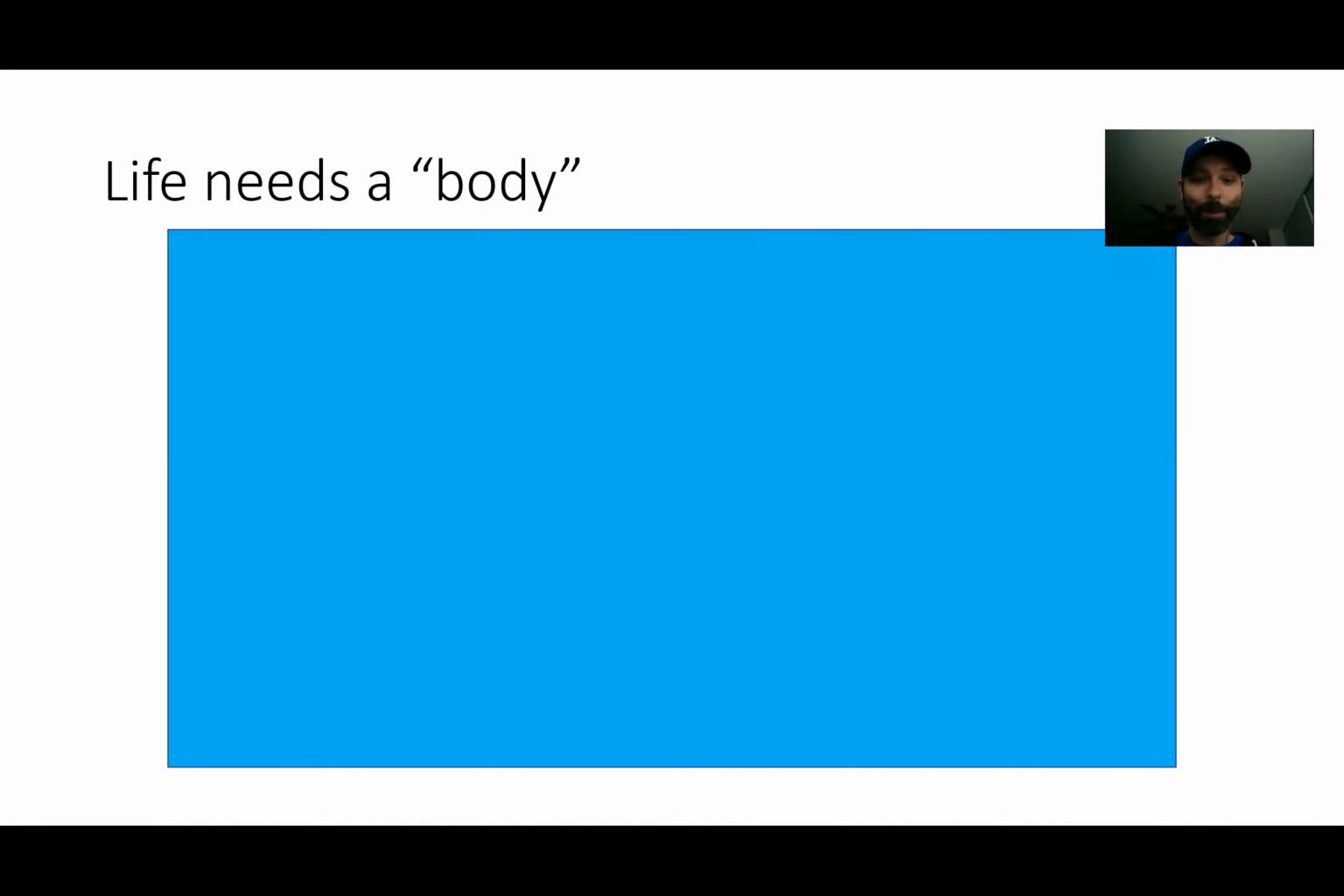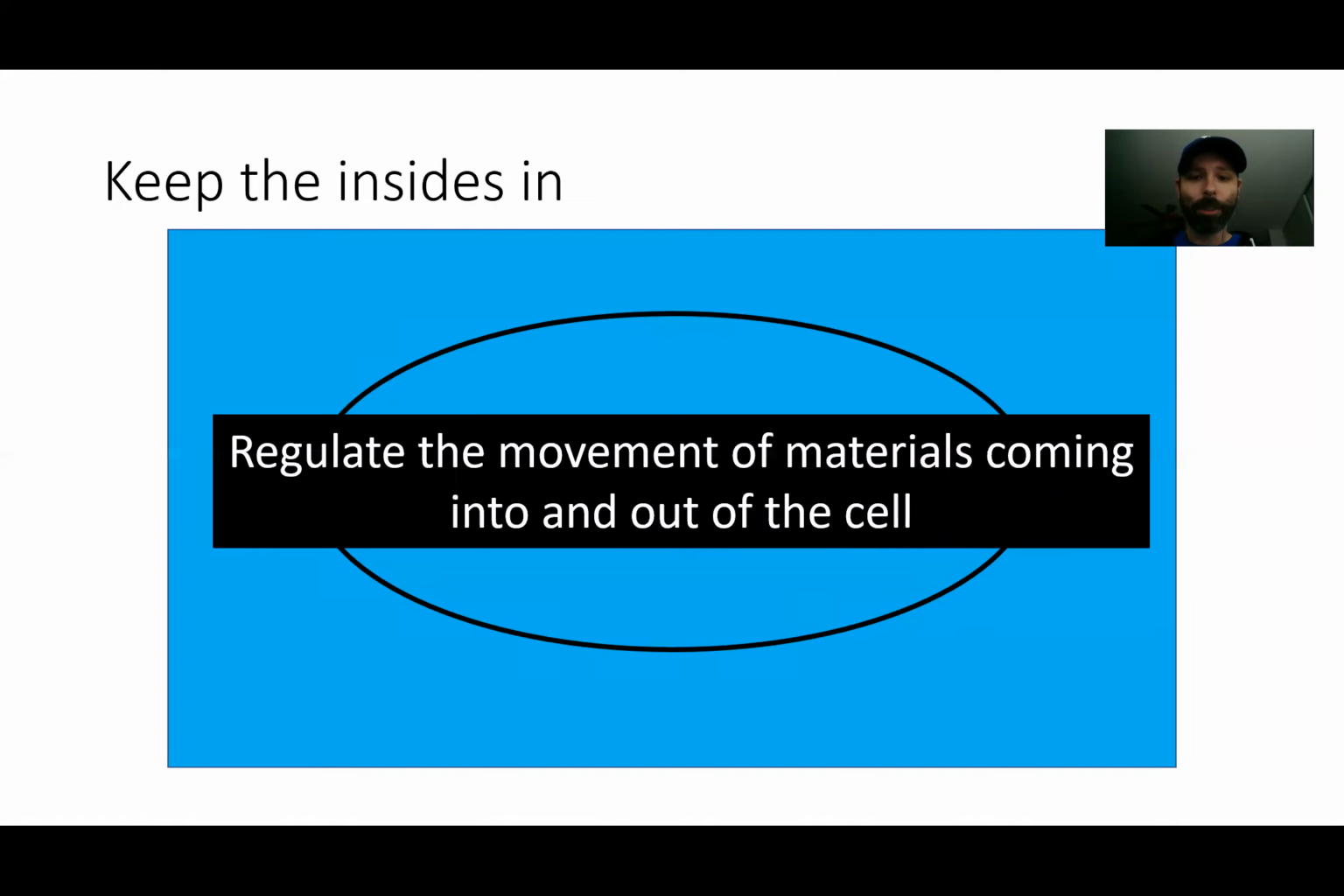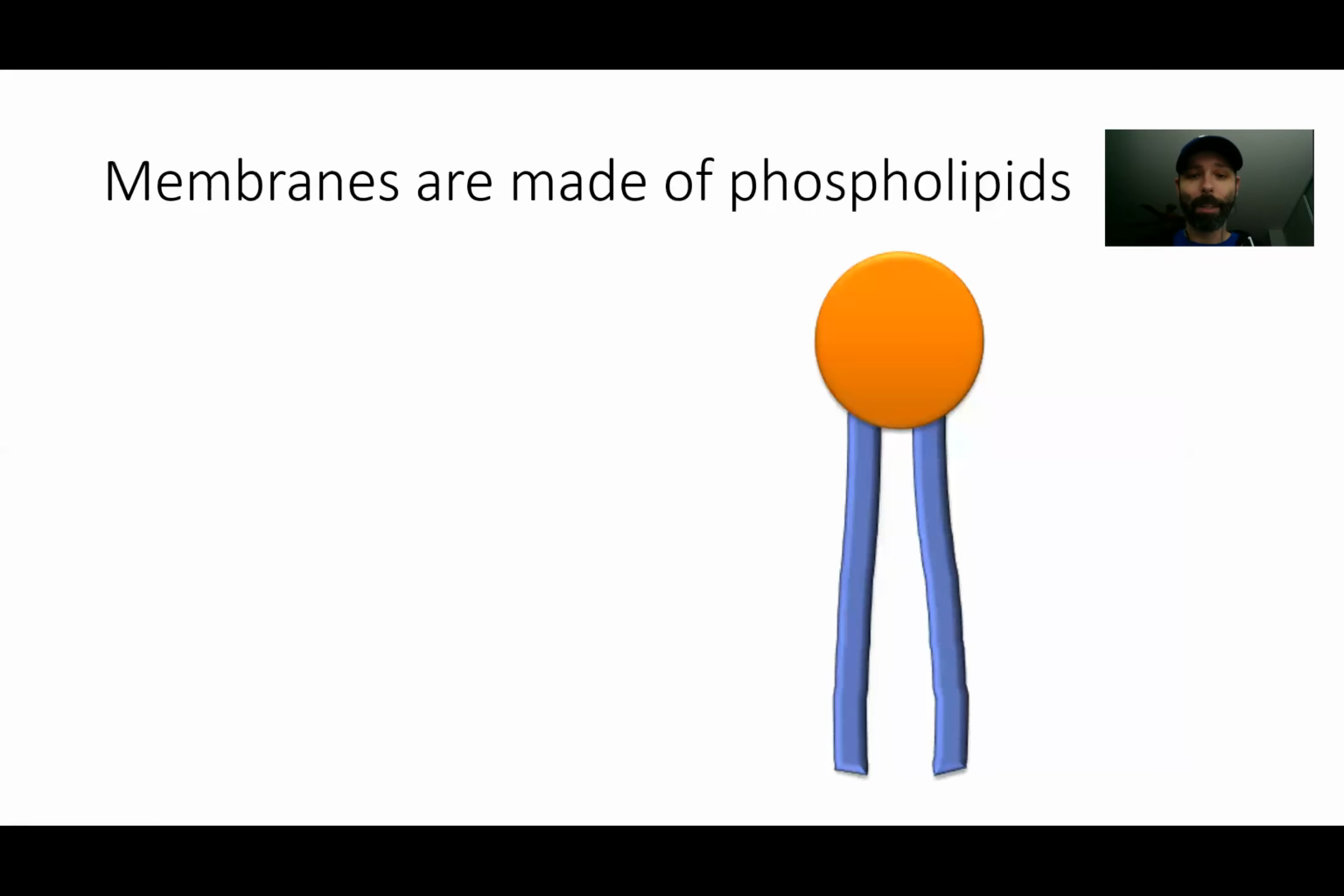Cell membranes are super important because life needs a body. The cell membrane is the main structural component of a cell, and a cell is the main structural component of living things, so a cell membrane is pretty important. It needs to keep the outside stuff out and to keep the inside stuff in, which is another way of saying that the cell membrane needs to regulate the movement of materials coming into and out of the cell, right? Life needs to be controlled. We don't want things to just go wherever they want to go. And so a cell membrane is a good way to start going about doing that.